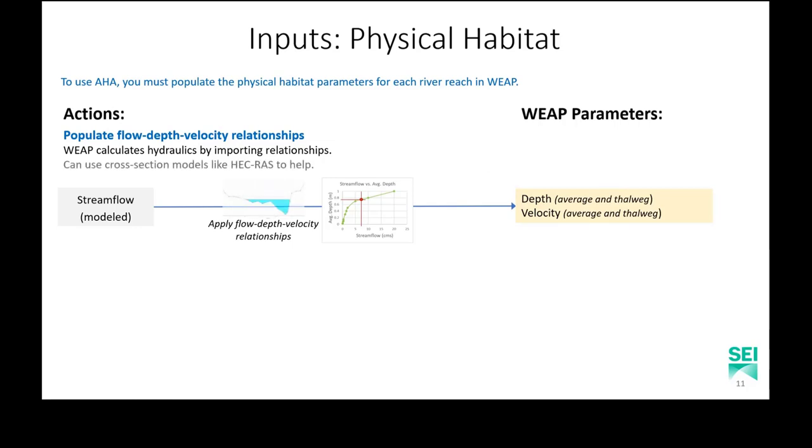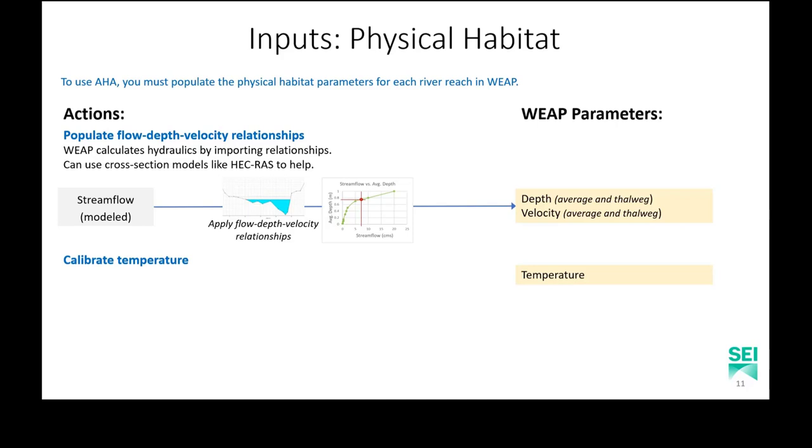And what we did in Santa Clara was we used a cross-section hydraulic model called HEC-RAS to help with this process. We actually modeled the stream channels in HEC-RAS to find these relationships, which we then entered into WEAP. So again, this is admittedly a fairly lengthy process, but this is true of any cross-section model like this.